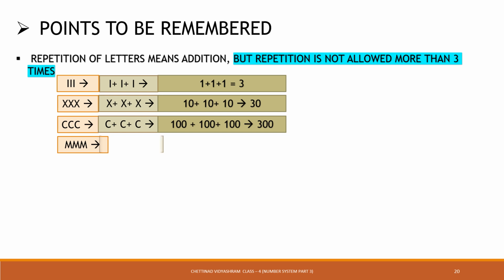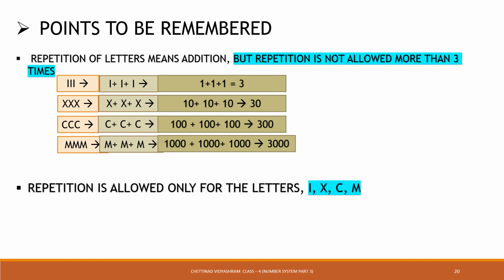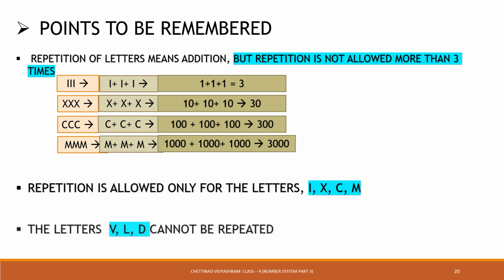Then M plus M plus M. The Hindu-Arabic numeral for M is 1000. 1000 plus 1000 plus 1000 gives you 3000. Repetition is allowed only for the letters I, X, C, M. I repeat, repetition is allowed only for the letters I, X, C, M.